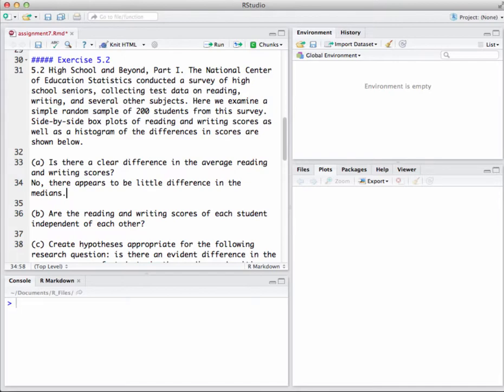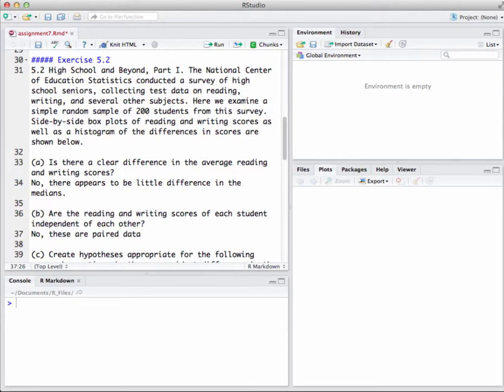So are the reading and writing scores of each student independent of each other? Well, hopefully, if you're watching this, you finished your reading of the textbook and you know how to determine whether something is independent or dependent, or paired is what we usually say. And in this case, no, they are not independent. No, these are paired data. And the reason we know they're paired data is because each student has an ordered pair assigned to them. So each student had a reading score, each student had a writing score. So these are paired data, like before-after data, or two measurements on a single subject is a really good way of thinking about paired data. They're not independent of each other.